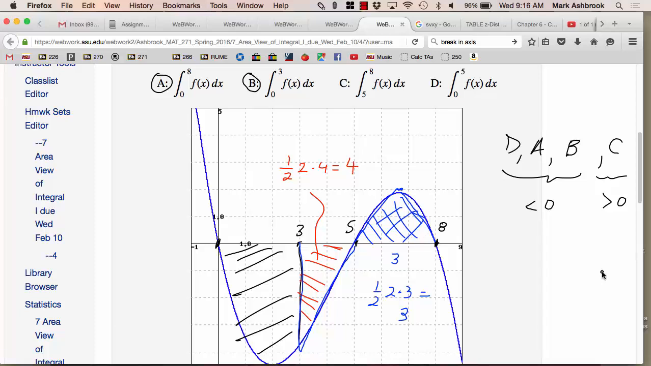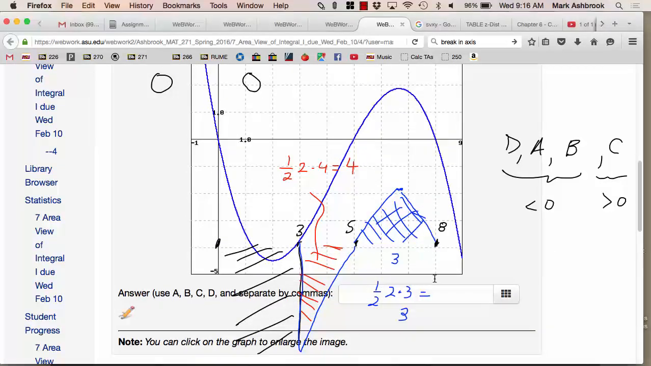Okay. So did you see what I did there in terms of the reasoning that I used? I kind of estimated with triangles, and then I reasoned about net area, or the difference of areas, to get this. I think it's DABC. And I want to know for sure.